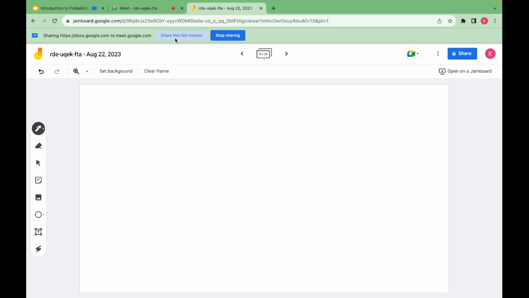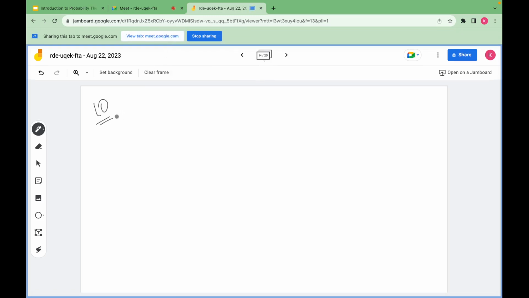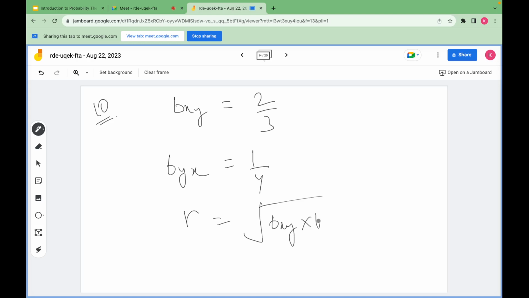I am not solving this question, but I am giving the answers. So bxy is 2 by 3, byx comes out to be 1 by 4, and r will be root over bxy into byx, which came out to be 0.4082. You can check this on your own.